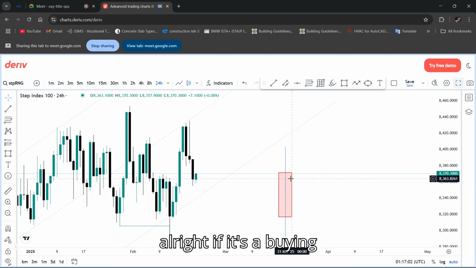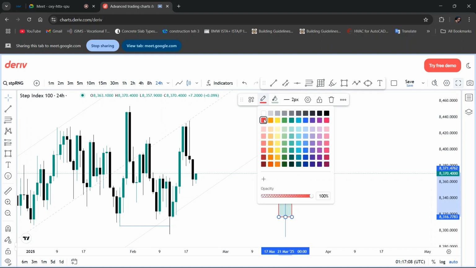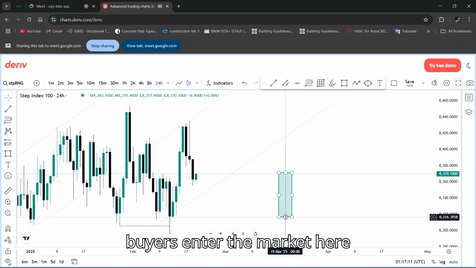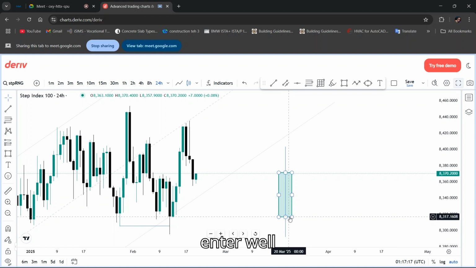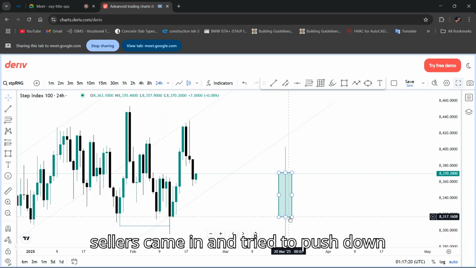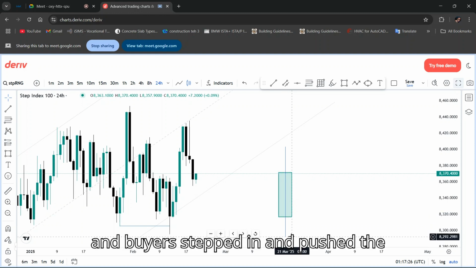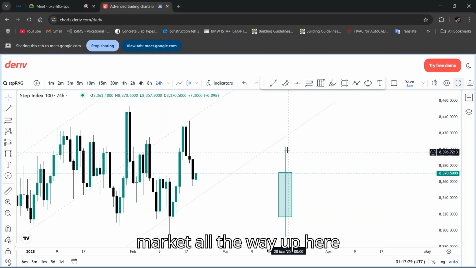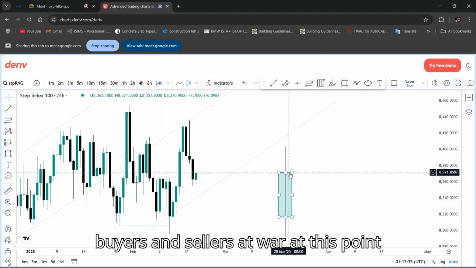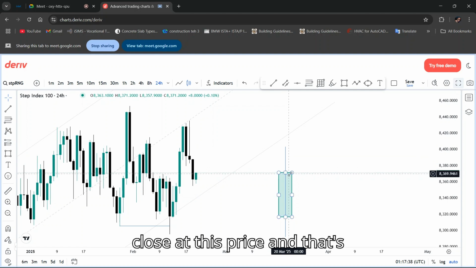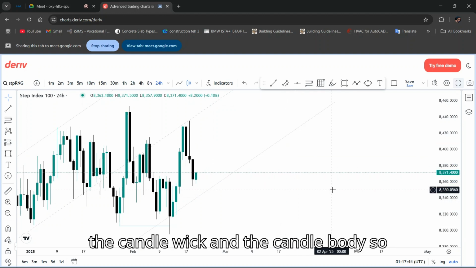All right. If it's a selling candle, if it's a buying candle now, if this is a buying candle, buyers enter the market here at this body opening. Once the buyers enter, sellers came in and tried to push down the market, failed, and buyers stepped in and pushed the market all the way up here. Sellers re-entered and pushed down, buyers and sellers at war at this point until they finally decide to close at this price. That's basically what happens when you look at the candle wick and the candle body.